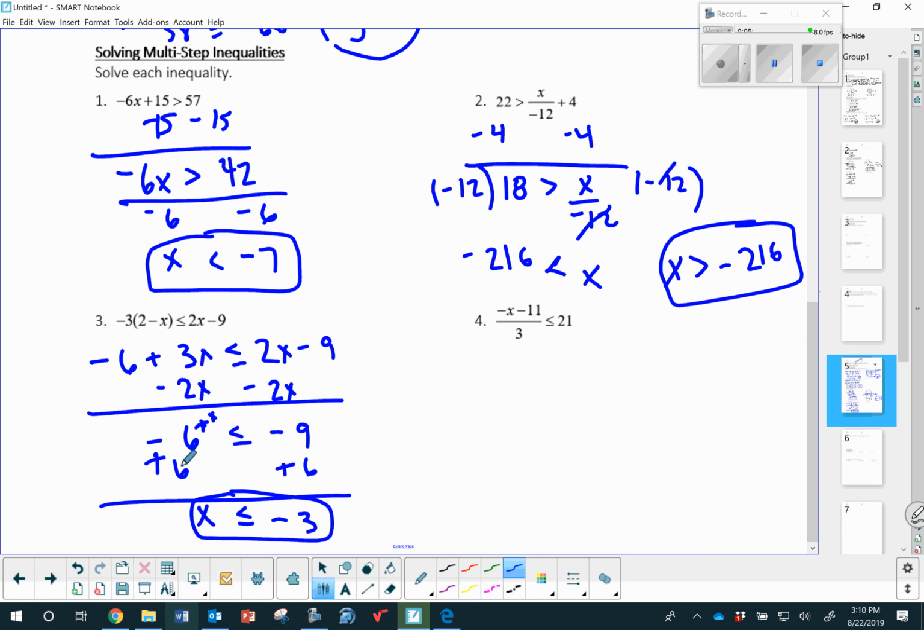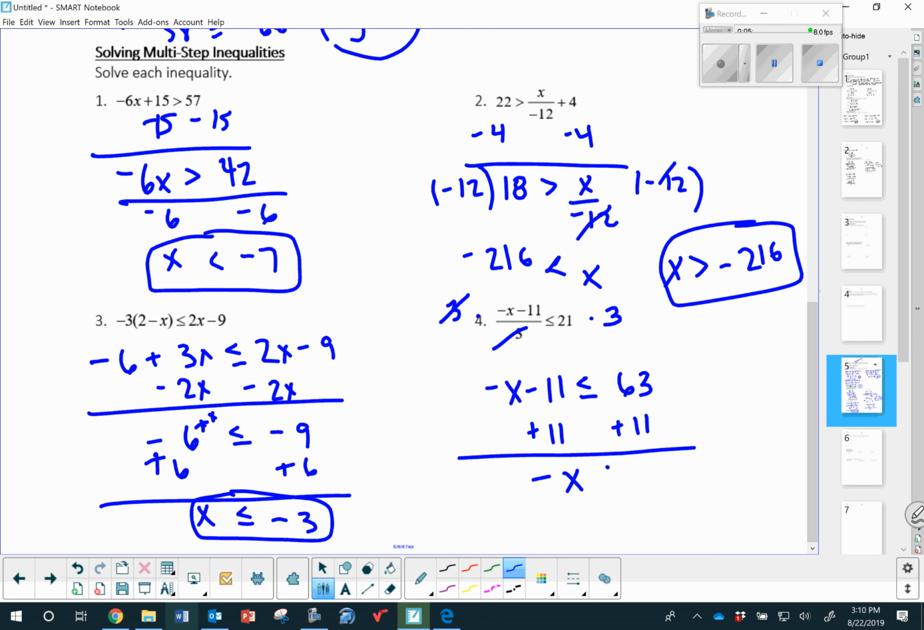All right, number 4, again, I want to get rid of that 3 before I do anything else. So I'm going to multiply each side by 3. So this is -x minus 11 is less than or equal to 21 times 3, which is 63. I then can add 11 to both sides. That would be -x is less than or equal to 74, which then if I divide by -1 to get x, I'm going to have to flip my sign. x is greater than or equal to -74.